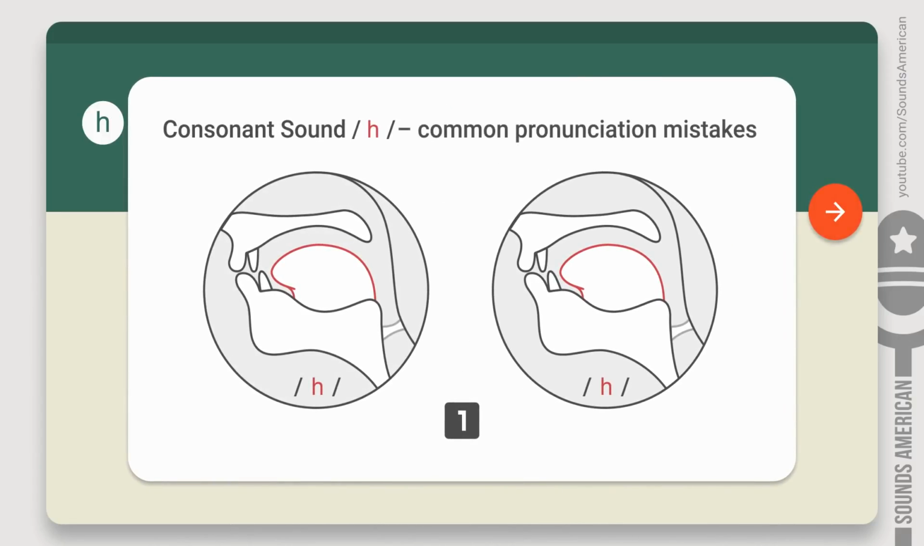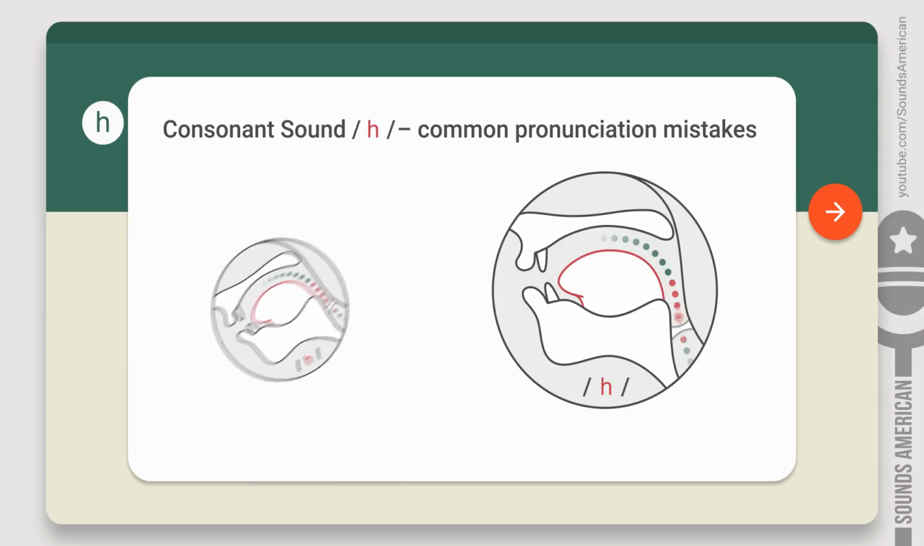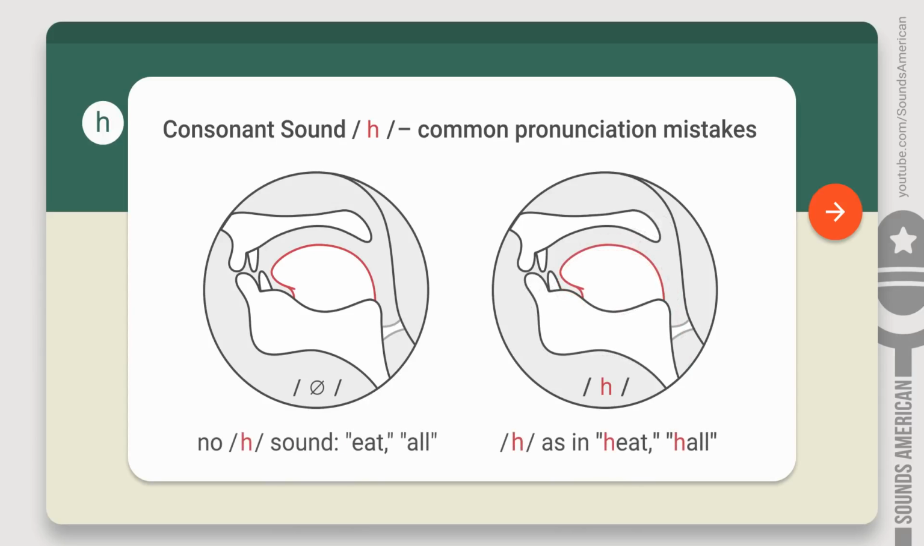Number 1. The most common mistake is that some non-native speakers drop the sound at the beginning of words. It happens because in their native languages, the letter H is never pronounced in this position. While it's also true for a few words in English, you still need to pronounce it in many others. Compare. Eat, heat, all, hall.